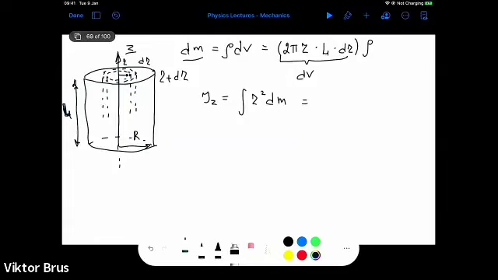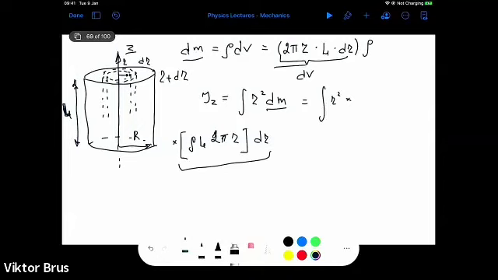Now it will be equal to the integral of r squared times our dm, and this will be rho L 2 pi r dr. So instead of dm, we put this part, which we derived here.